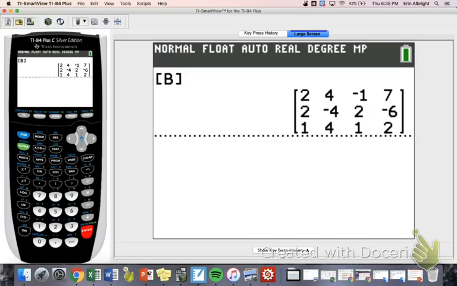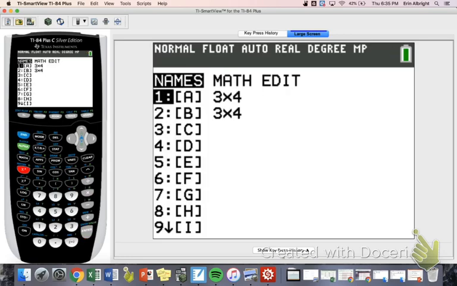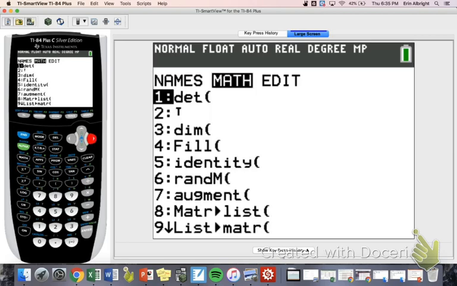So this is what your matrix should look like in your calculator in that editing mode. And then when I go back through and I want to do that RREF again, I'm going to go into my matrix category and go over to math, and I'm going to scroll until I get to that RREF, row reduced echelon form option.